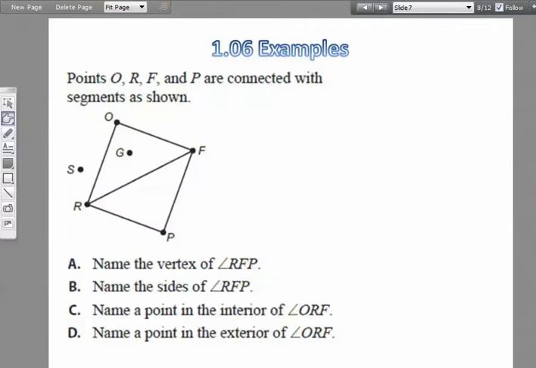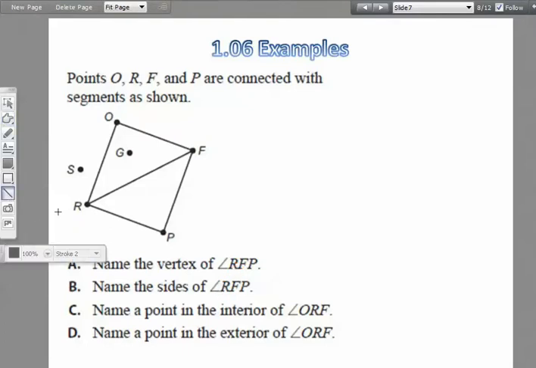So let's look at these examples. We've got points O, R, F, and P, and they're connected with the segments as shown. So we've got R, oh no, let's start off with O like they did. O, R, F, and P. Okay, they're connected with the segments shown below. Name the vertex of angle RFP. RFP. Well, first, I don't even have to look at the picture to tell, since F is in the middle of the name, that tells me it's its vertex.